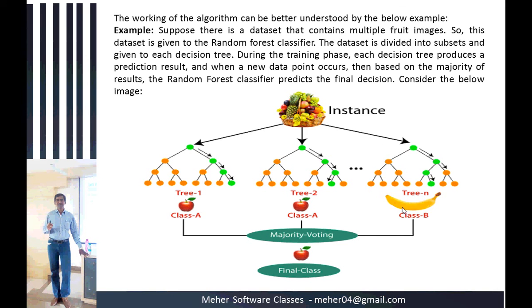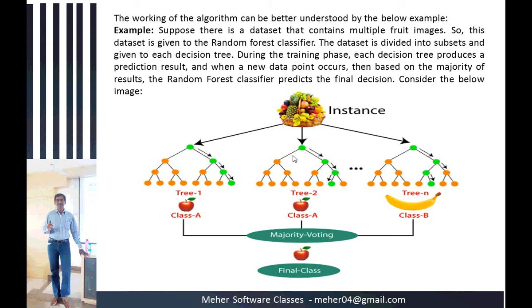Okay, here I have taken a real-time example so that the working of the algorithm can be better understood. Suppose there is a data set that contains multiple fruit images. This data set is given to the random forest classifier. Assume this is the random forest classifier, and the data set is divided into subsets and given to each decision tree. So here I split it into each and every subset for the classifier.